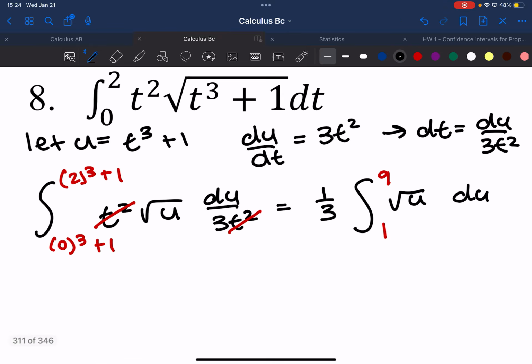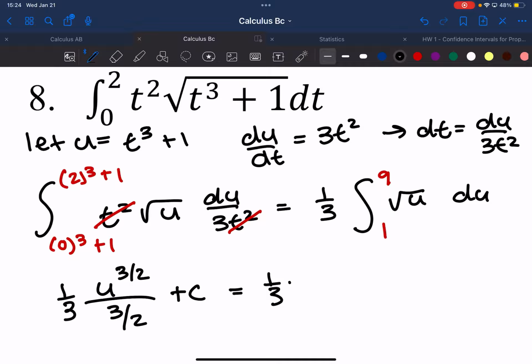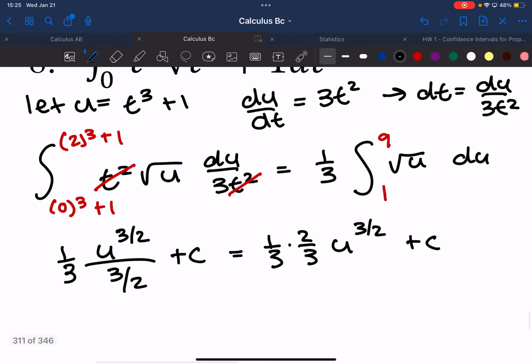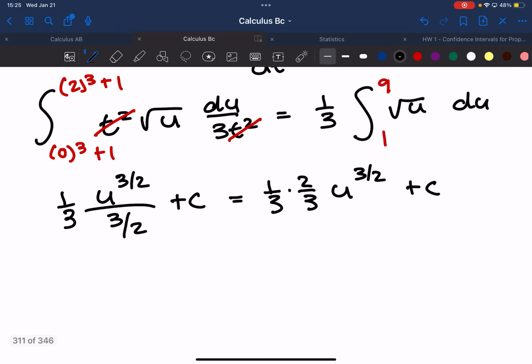Okay, so then solving this, square root of u is still the same as u to the 1/2. So we have u to the 3/2 over 3/2 if we're doing the antiderivative. Okay, and I still have the 1/3 in the front plus c. The bell's going to ring, but I'm still going to be teaching. Stay if you can, leave if you can't. So we have this as the same thing as 1/3 times 2/3 u to the 3/2 plus c. Okay, bye guys. Have a great day.